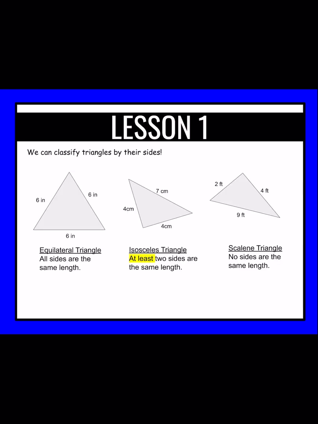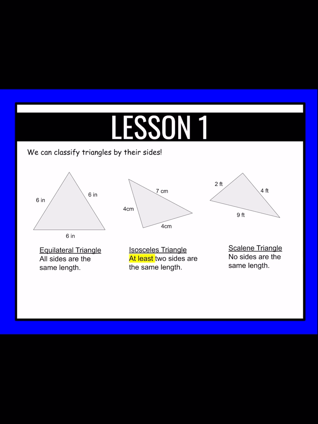All right, so the first thing we're going to do is we are going to classify our triangles by their sides. If you look at the first triangle, that is an equilateral triangle. It means they are equal. All sides are the same length. So the first one, 6 inches, 6 inches, and 6 inches. All 3 sides are 6 inches. They are equal. That is an equilateral triangle.